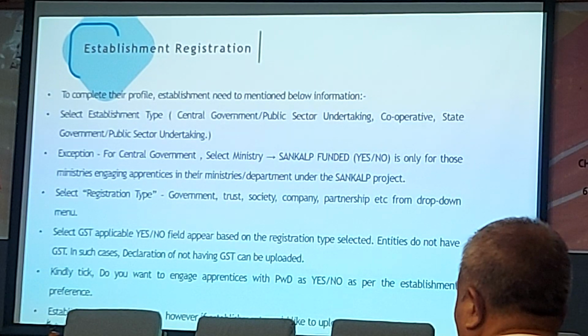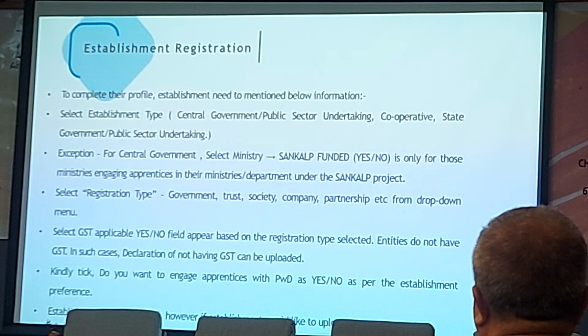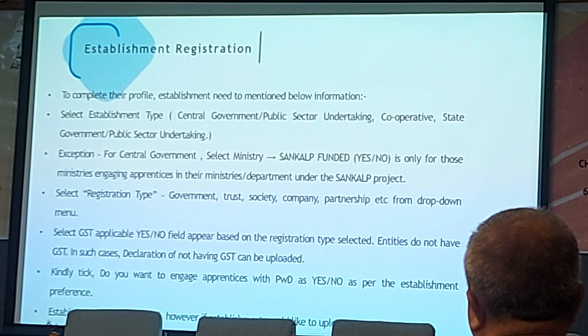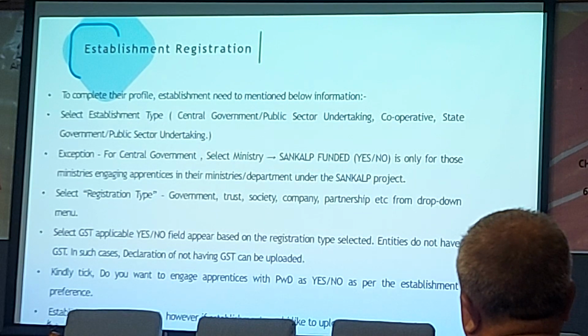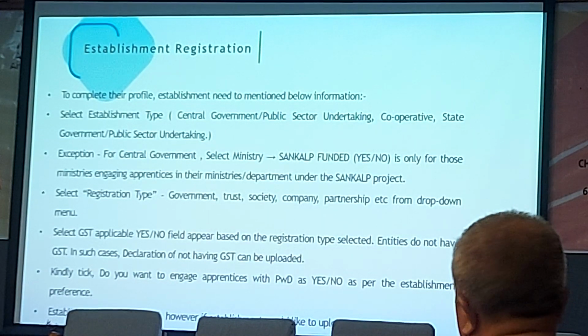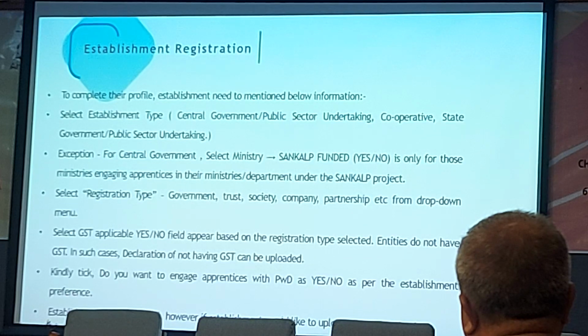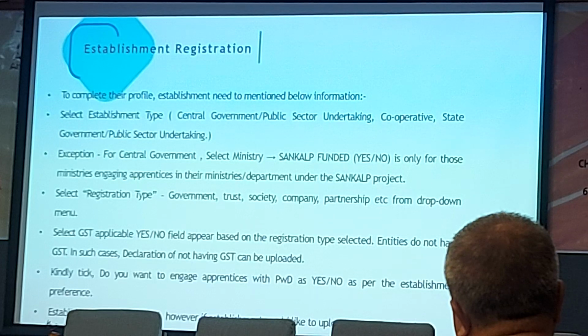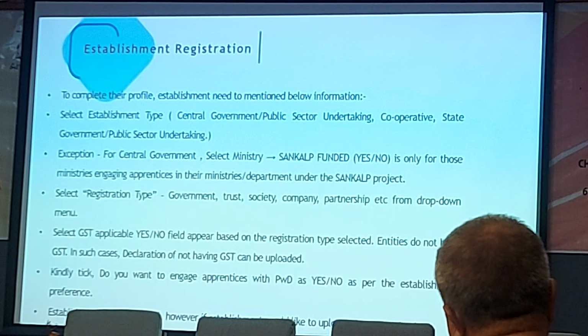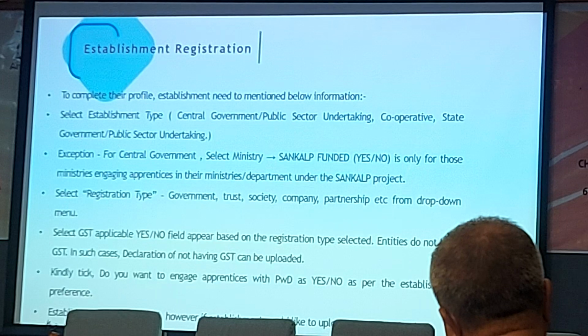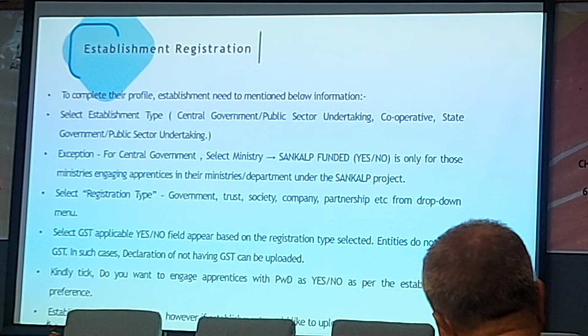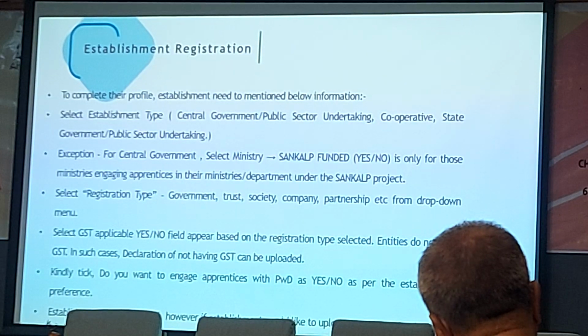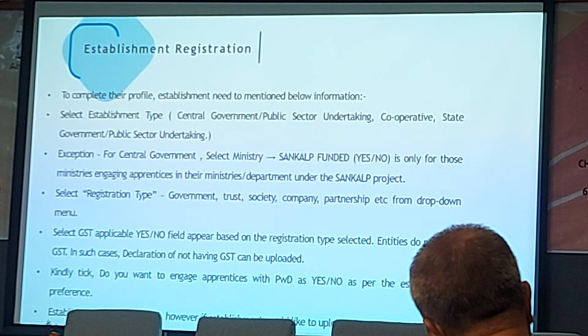So for establishment registration, to complete this profile, some steps need to be followed. These are the information required to be filled up when the establishment is registered in the apprenticeship portal. We can select the type of establishment, whether central government, public sector, cooperative, state public sector undertaking. Except for central government, select Sankalp funded project, those ministries that engage apprentices, and select the type of government, trust, society, partnership from the drop down list.